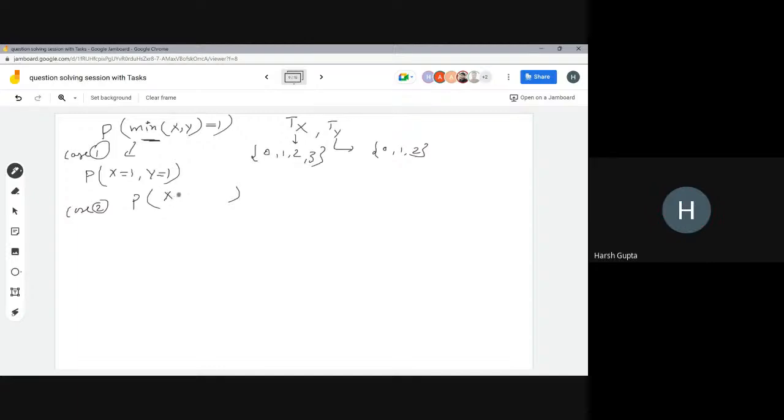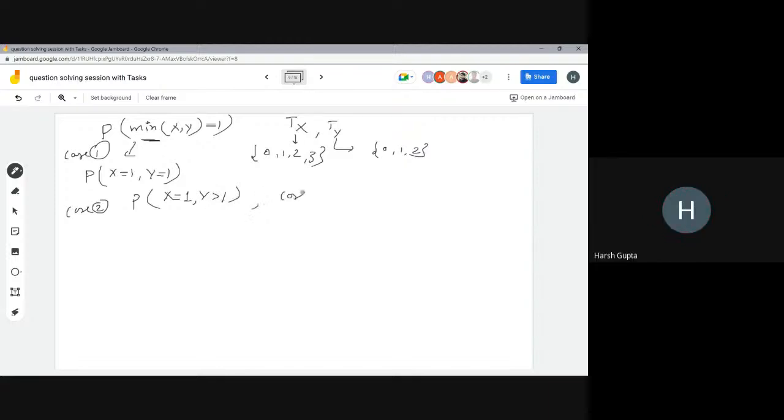We can do one thing: my x is taking value 1, x equal to 1, then my y should take value greater than 1. Is it correct? Correct. I'm just writing all the possibilities that you are saying, x equal to 1 and then y equal to 2 and so on, in just one expression.